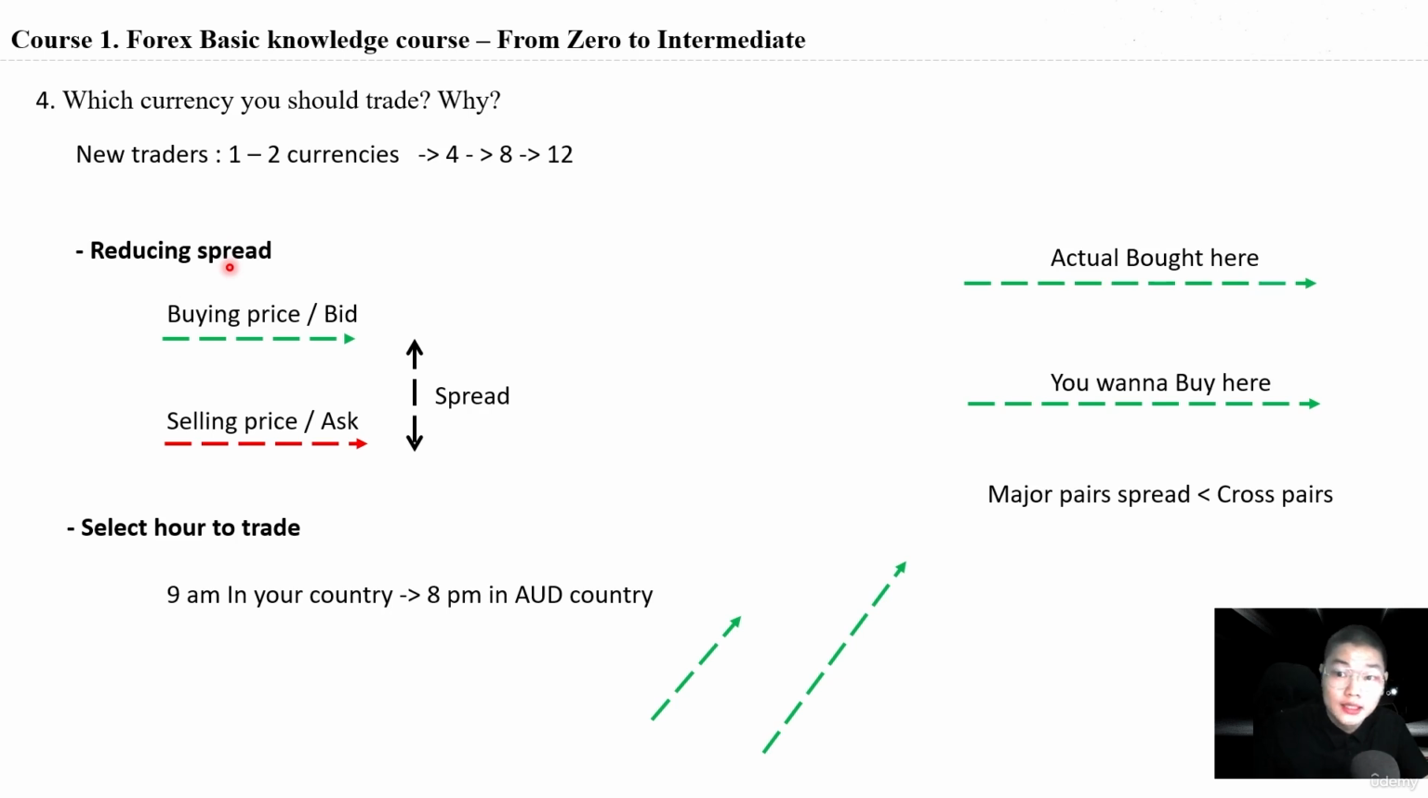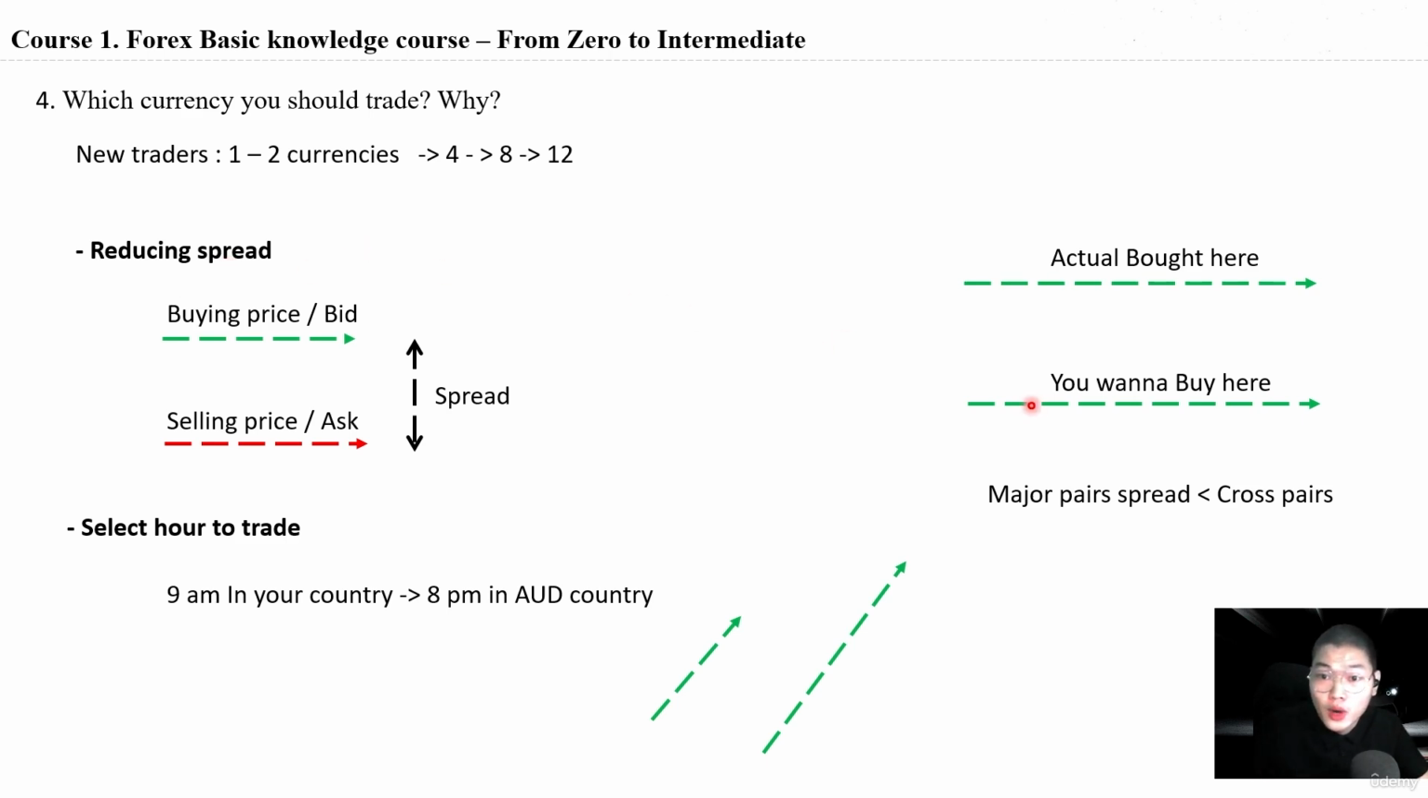And the first thing you need to know is why you need to select the correct currency. You need to know about the spread. Spread means the gap or deviation between the buying price and the selling price. In the forex market, you also call the buying price the bid price and the selling price the ask price. And how does spread impact trading?